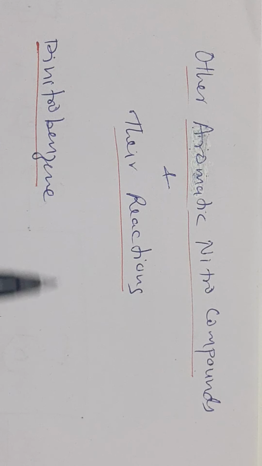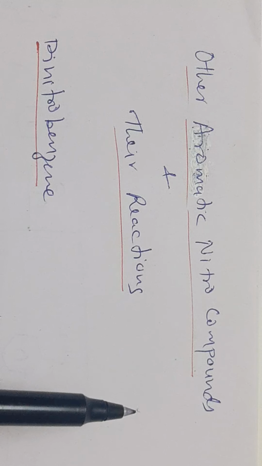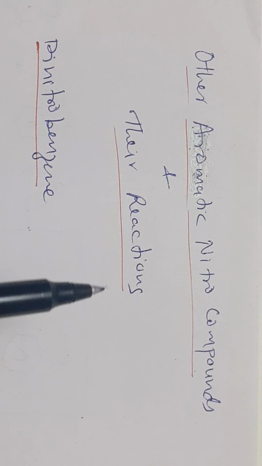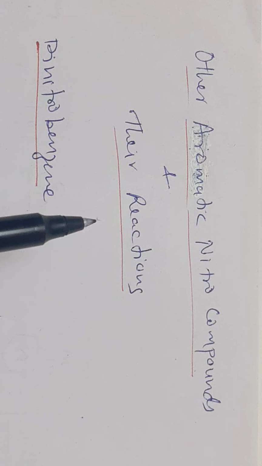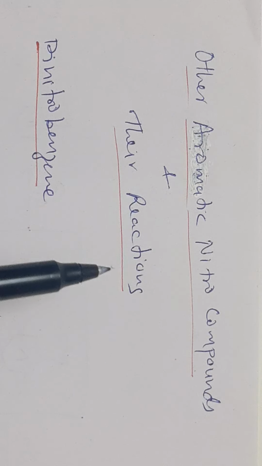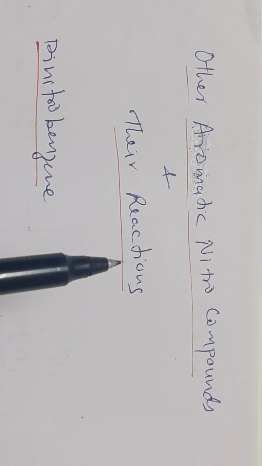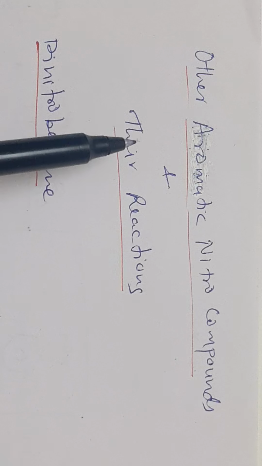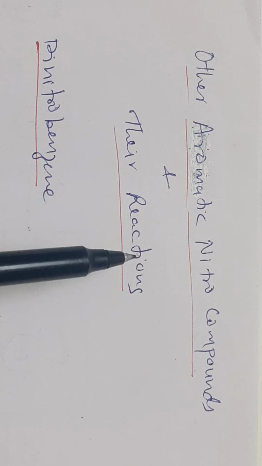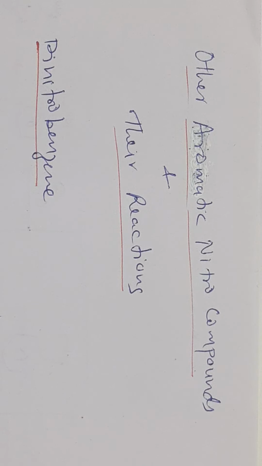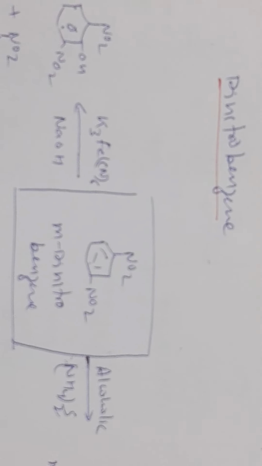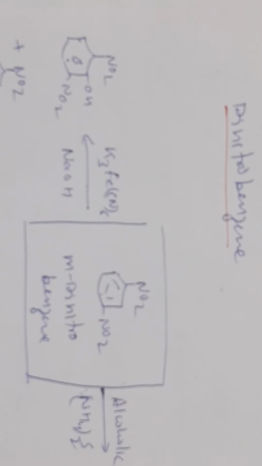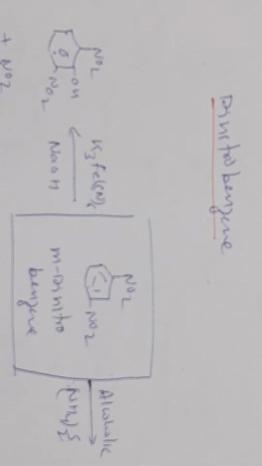Good morning, students. Now we are studying the other aromatic nitro compounds and their reactions. Before this, we studied the monoaromatic nitro compound, that is nitrobenzene, its synthesis, properties and uses. Now we will study the other aromatic nitro compounds and their reactions, and they are di and trinitrobenzene. The dinitrobenzenes are of three types.